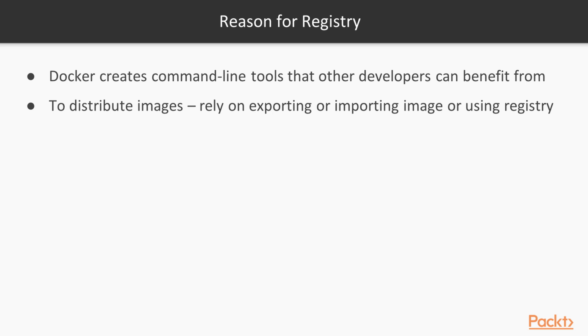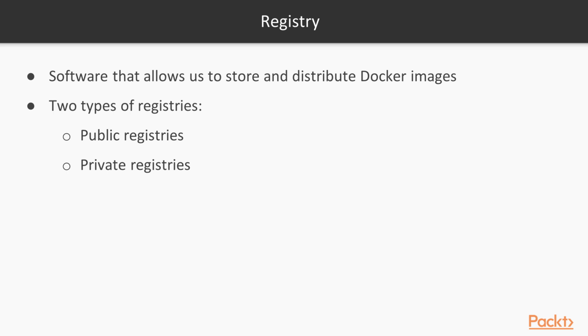Docker is interesting for running applications, but it is also a very interesting choice to create command line tools that other developers can benefit from. In order to distribute images, we have to rely on exporting or importing the image or using a registry. A registry is basically a software that allows us to store and distribute Docker images. There are two types of registries, namely public registries and private registries. Let's take a look at the different registry types.